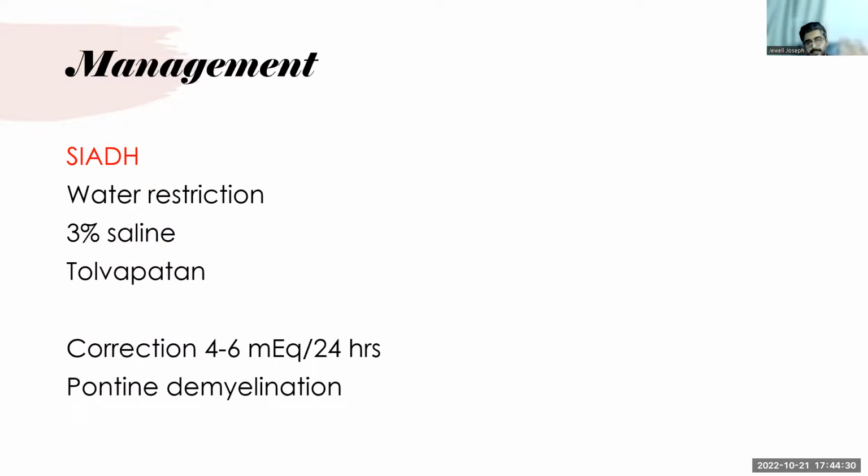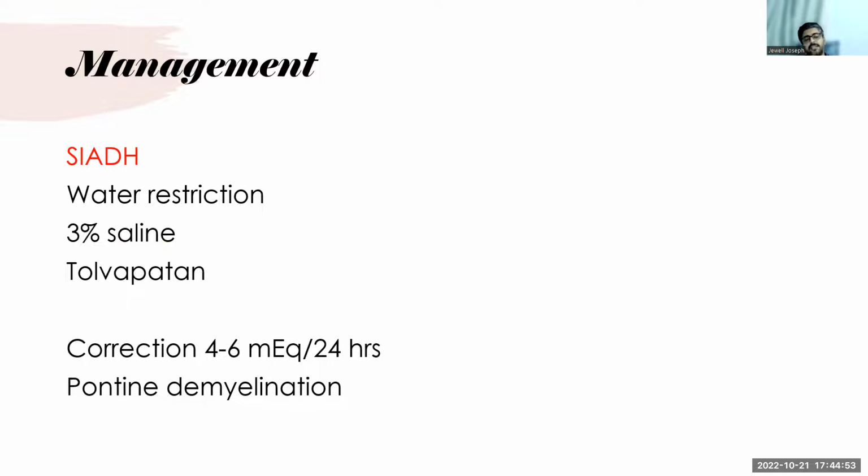Management of SIADH: simple water restriction. As I mentioned, other systems are functioning well. So we just need to reduce the free water intake so that free water cannot be absorbed. The other systems will take care of SIADH in most of the conditions. We can also give 3% saline, and tolvaptan, which is a vasopressin receptor 2 inhibitor, which is also used in the management of SIADH.